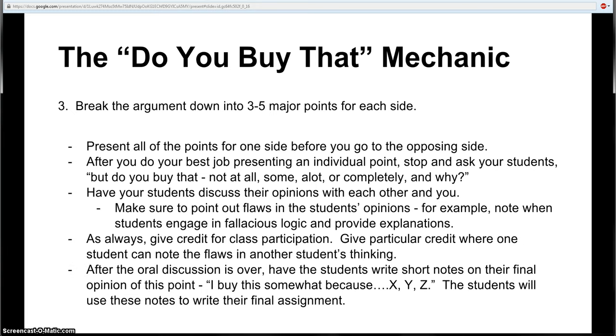After the oral discussion is over, have the students write short notes on their final opinion of this point. For example, I buy this point somewhat because of X, Y, and Z, but I also think there's some flaws because of A, B, and C. The students will use these notes to write their final assignment, and make sure to tell them that the more notes they're taking, the more they're listening in class, the easier their final assignment's going to be.